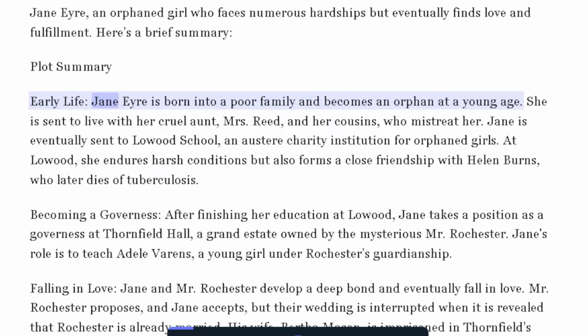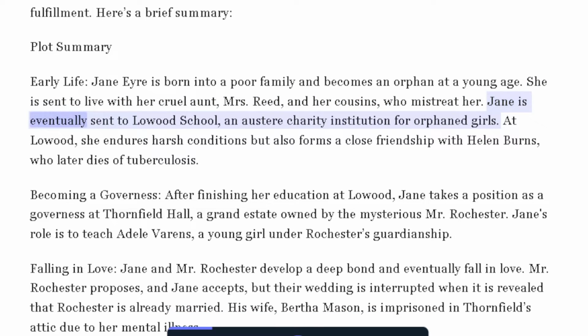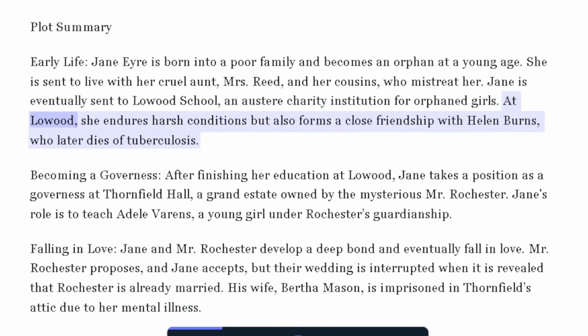Early life: Jane Eyre is born into a poor family and becomes an orphan at a young age. She is sent to live with her cruel aunt, Mrs. Reed, and her cousins, who mistreat her. Jane is eventually sent to Lowood School, an austere charity institution for orphaned girls. At Lowood she endures harsh conditions, but also forms a close friendship with Helen Burns, who later dies of tuberculosis.